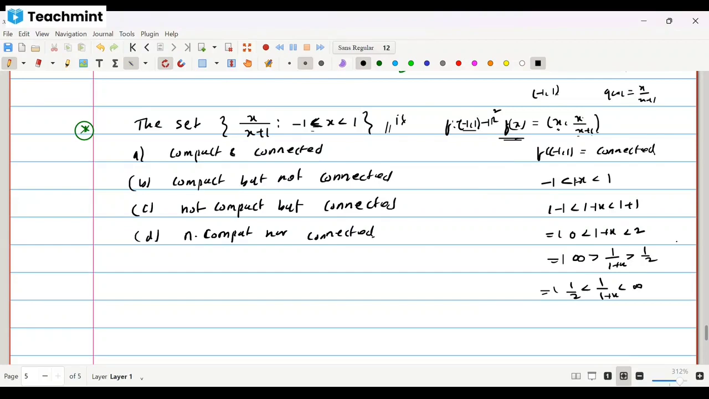So therefore, which implies that even if we add x to it, what image do we get? -1 to 1 is there. So 1 by 2 is less than x by 1 plus x is less than infinity, I am saying. Is it right or wrong?